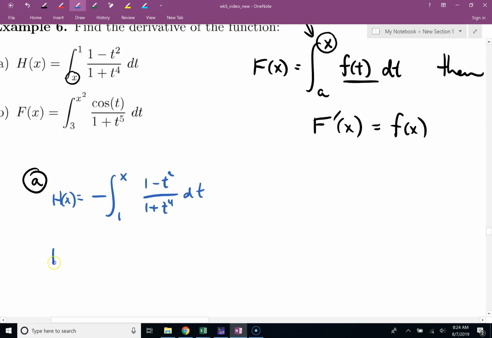So if I want to go ahead and take the derivative, well, the claim is, now this negative sign is along for the ride. And the derivative is exactly what's inside of this integral here, now with x's. So this is going to be 1 minus x squared divided by 1 plus x to the 4th, and that is it.